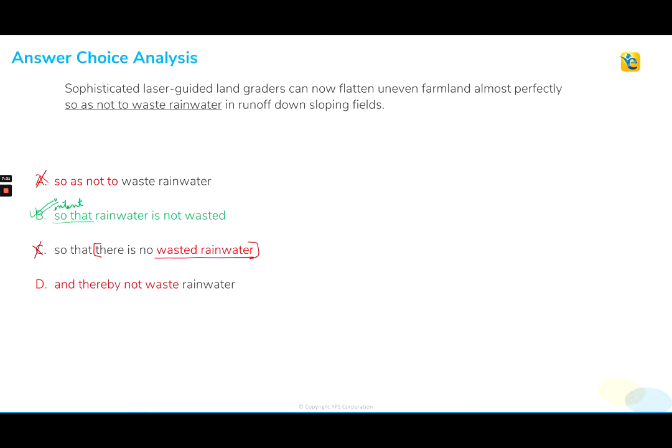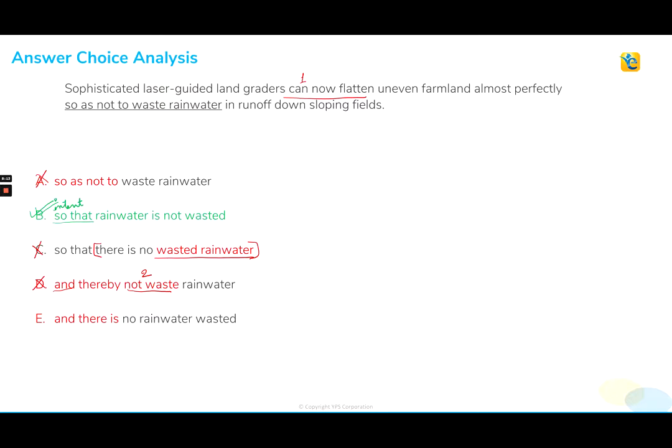Choice D. Choice D again repeats the meaning error that we saw in choice A, because it again says thereby not waste. So basically over here we have a verb, right? So the first verb in the sentence is this one, can now flatten. That's my first verb. And then and connects the second verb. Now what's the subject for both these verbs? It is land graders. So basically the sentence is saying that land graders cannot waste rainwater, which the meaning is absolutely illogical. We already know that. Let's strike it out and move on to choice E.